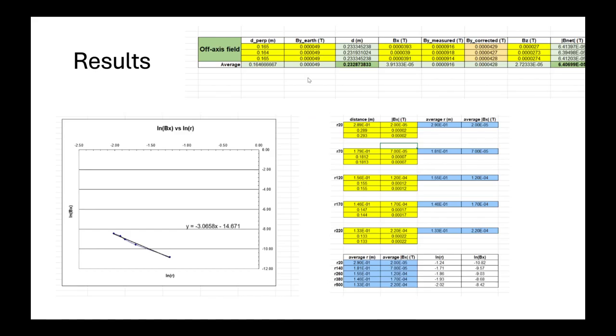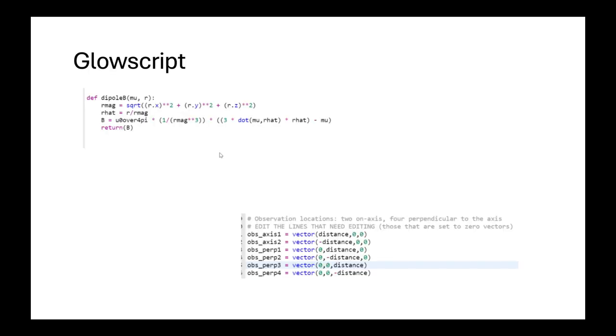And these are the results of the experiment that I put in the Excel table. The top one is measuring when it was off the axis by 45 degrees, and the bottom right is when it was on the axis. And here is the graph of ln bx versus ln r, where you can see a negative relationship between the two values, and these are the values that we use to calculate the magnetic moment.